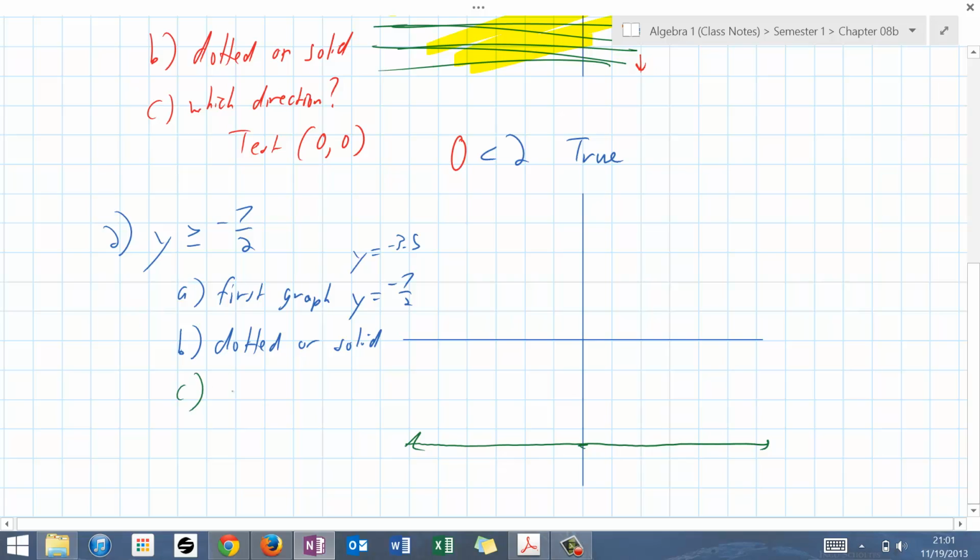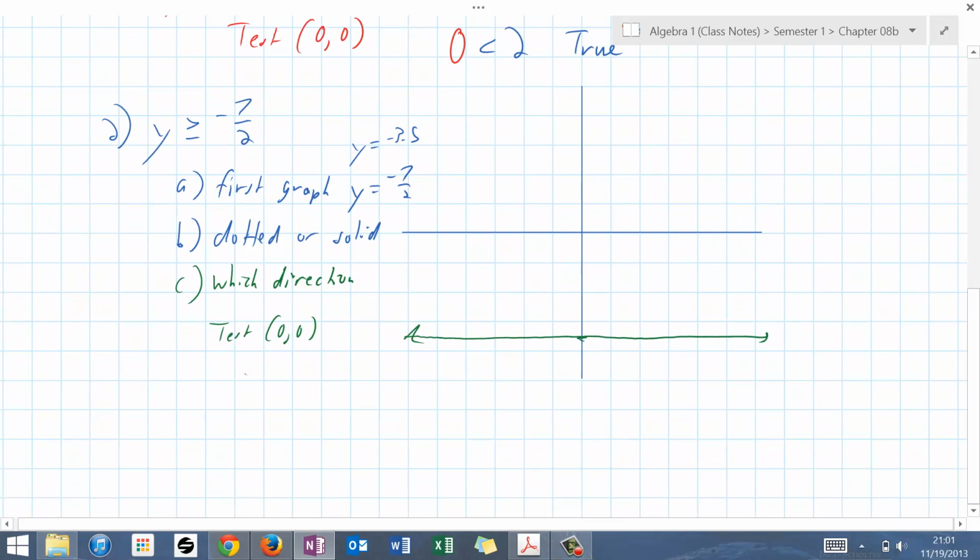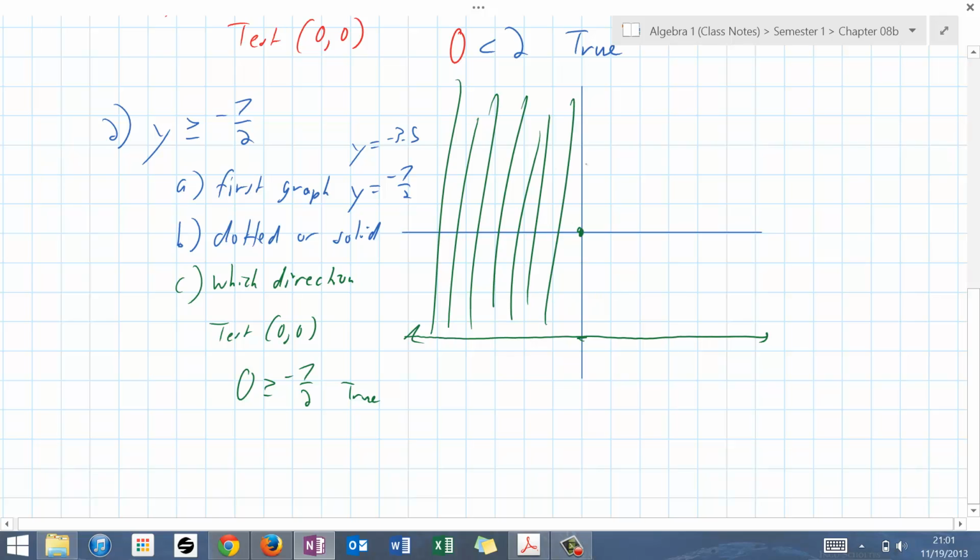And then lastly, I'm going to shade which direction. Well, greater than negative 7.5 means bigger numbers. That's up towards the positive y. Also, if I test 0, 0, and I plug 0 in for y, because I can't really plug it in for x, I get 0 is greater than or equal to negative 7.2. That is also true. Since that's true, I'm going to shade where that point 0, 0 was, and I'm going to shade in that direction.